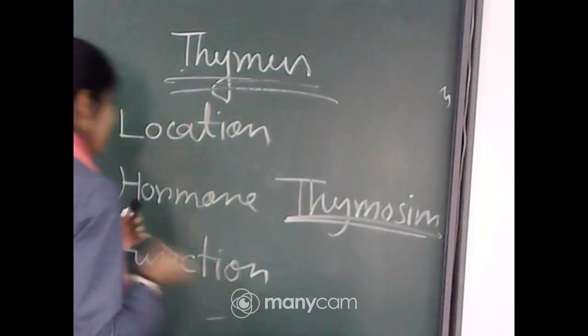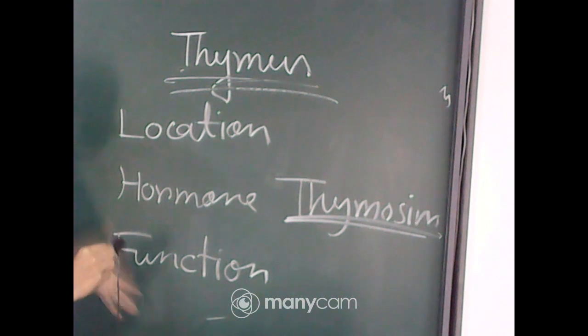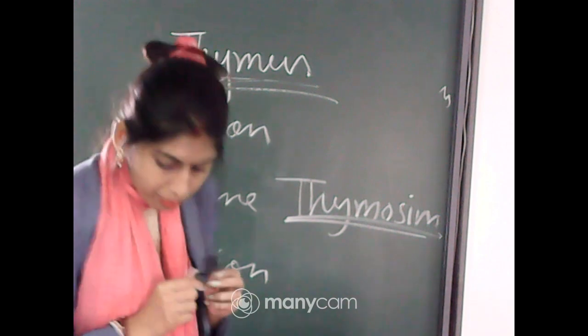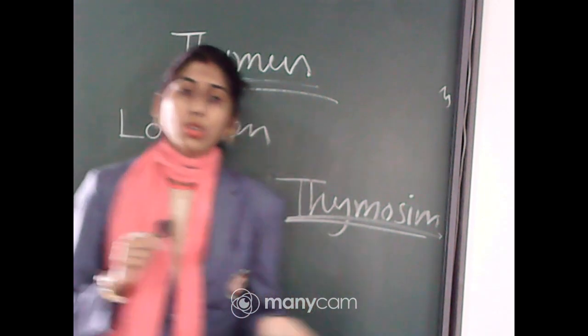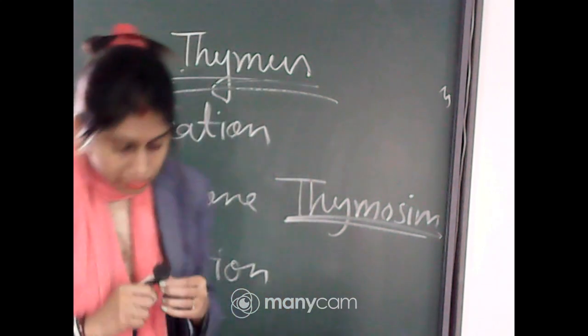Okay, so it is the name of the hormone thymosin, which is released from the thymus gland, and the last important part is the function of this hormone. So the thymus gland has a major role in the development of the immune system. It helps in immunity.